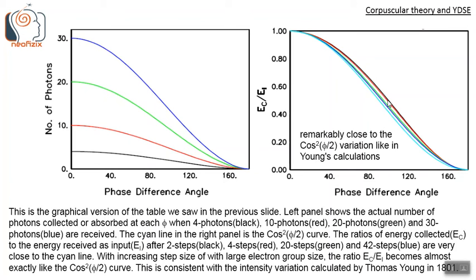And as we see, as the number of steps increases, this graph becomes closer and closer to the cos square phi by 2 curve.